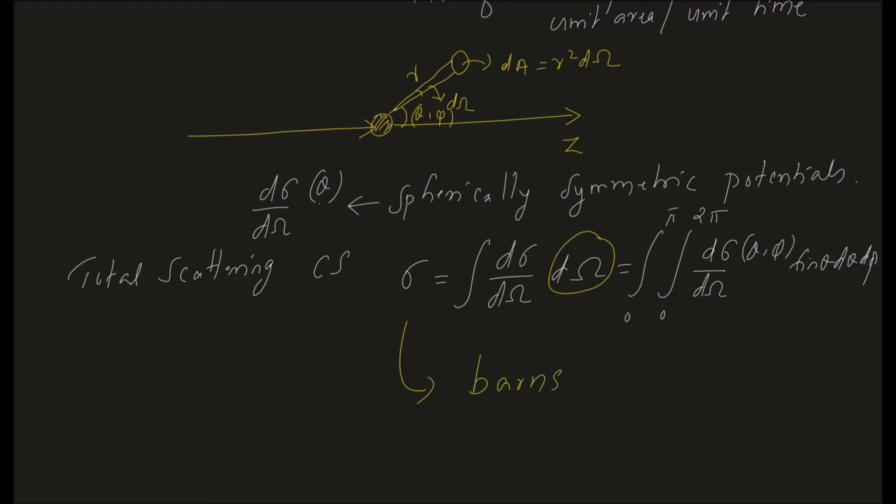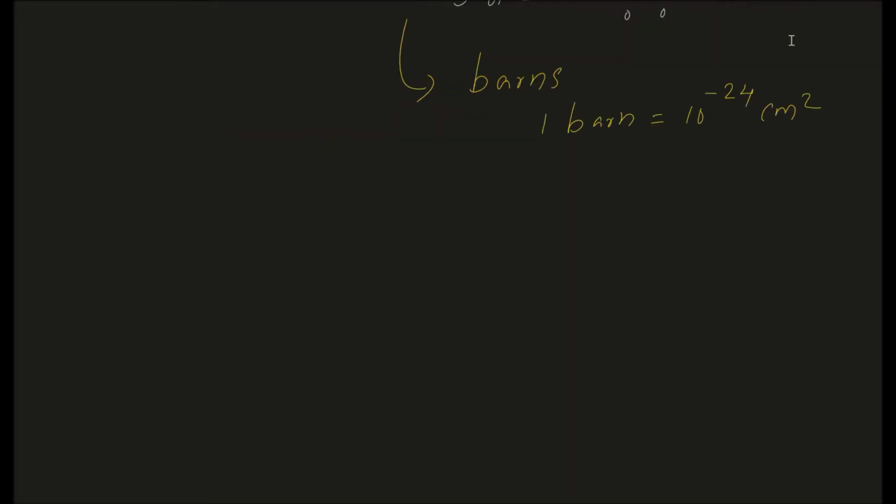So this is the unit, and 1 barn is equal to 10 raised to minus 24 centimeter square. So it's a very small quantity, barn. So this is the unit of total scattering cross section. Now let's see an expression for the scattering amplitude.